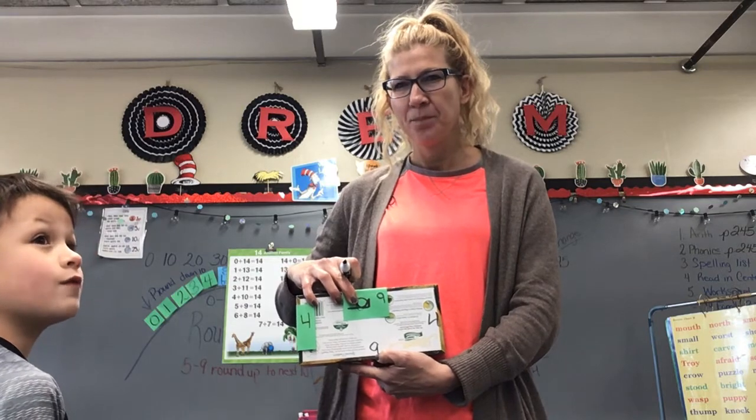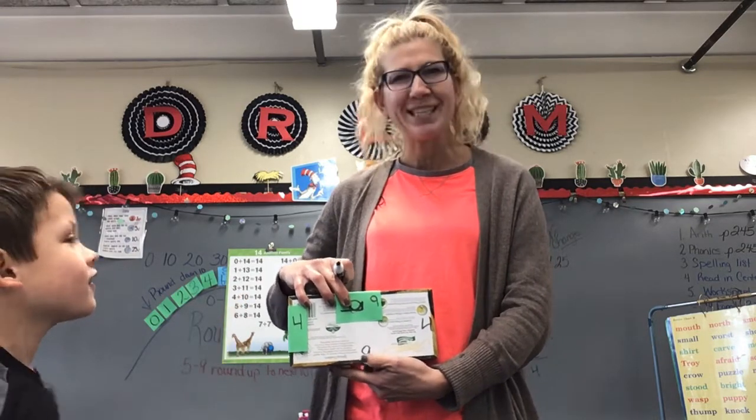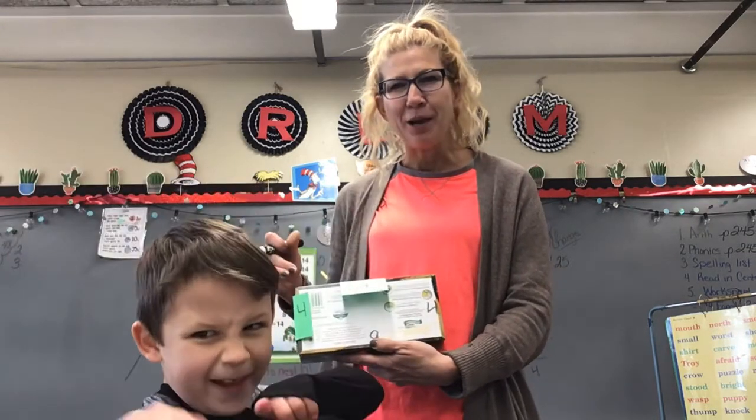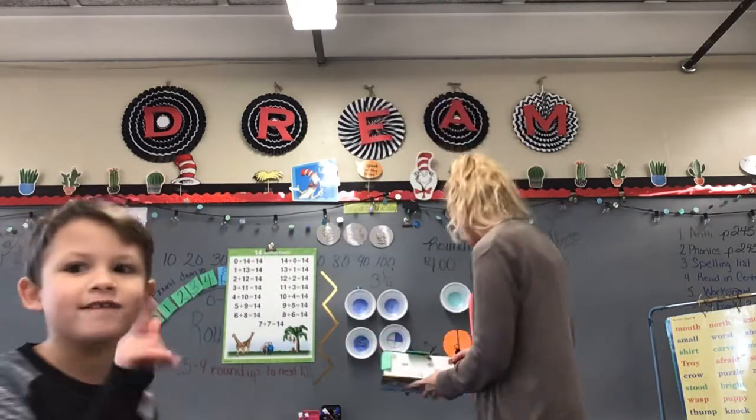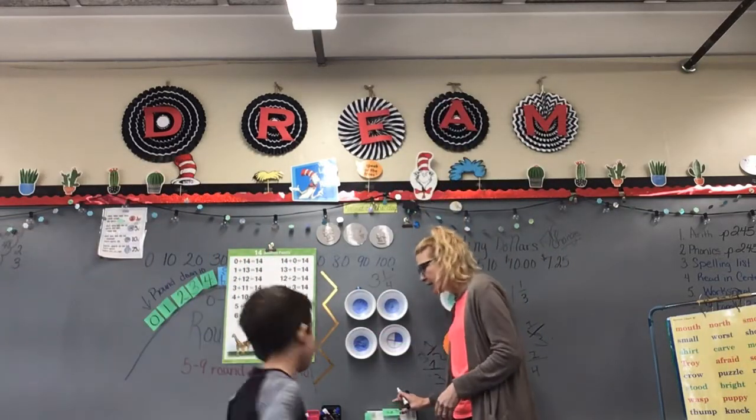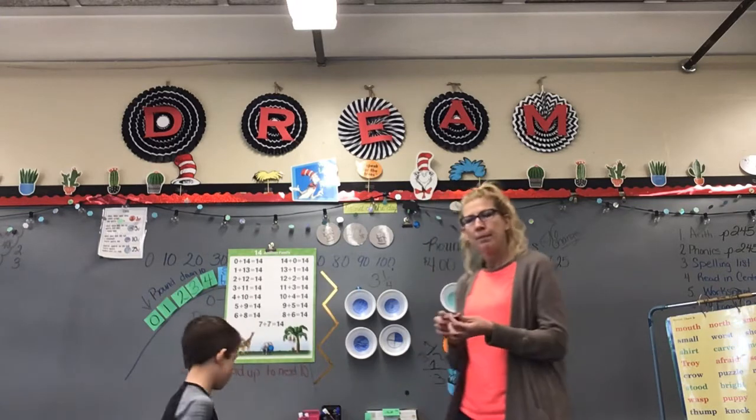What do you think? 26. So the perimeter of this smart object is 26. Good job, all of you. Now today, go ahead and have a seat. All right, Ben's gonna have a seat.